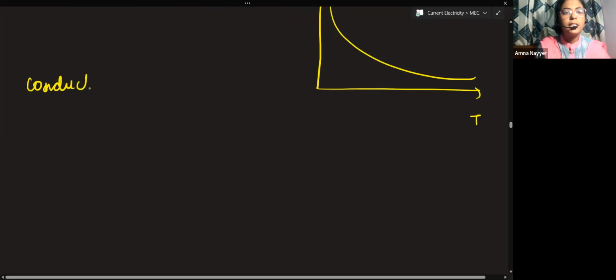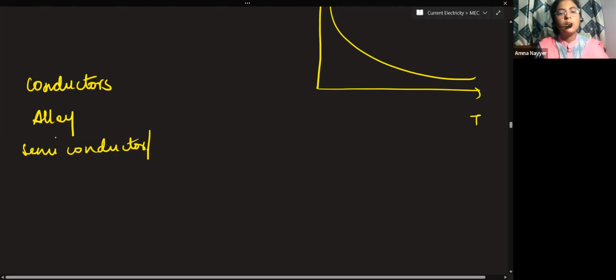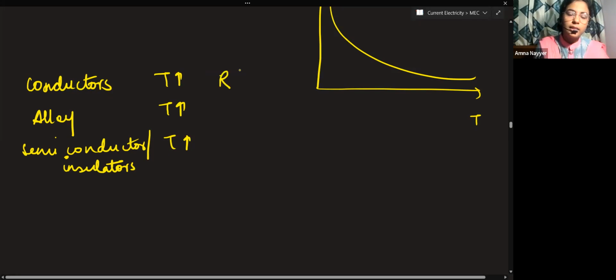So if I write a conclusion, see, conductors, alloy, and semiconductors or insulators. If I increase the temperature in all of them, in case of conductors, resistance will increase. In case of alloy, resistance will increase. In case of semiconductors and insulators, resistance will decrease. This is what you have to remember for your theory questions.